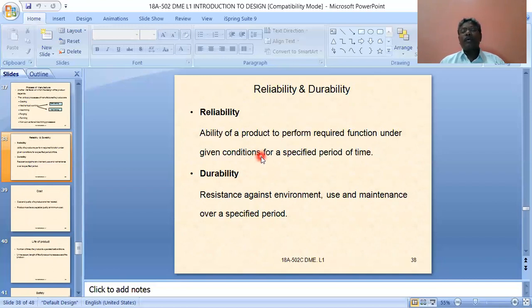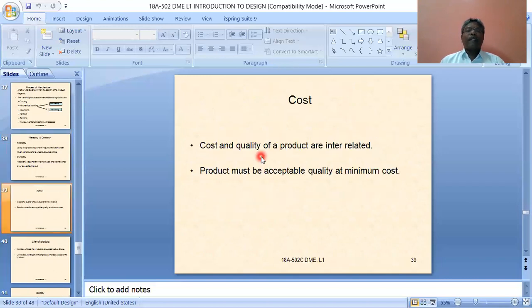This is also another important factor I have to take into account, right? So next is the cost. Let us see cost. Another important parameter or factor here is the cost. Cost and quality of a product are interrelated. If the quality increases, cost also increases. If the quality decreases, cost also decreases.